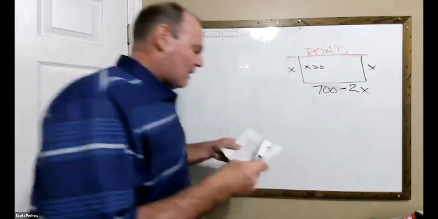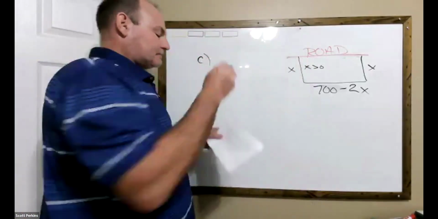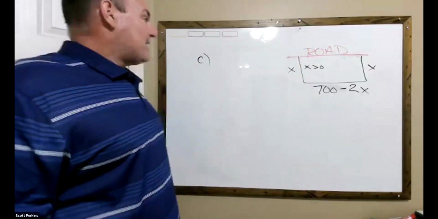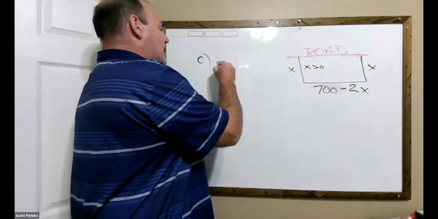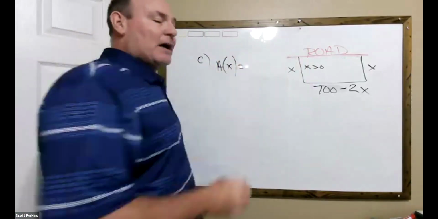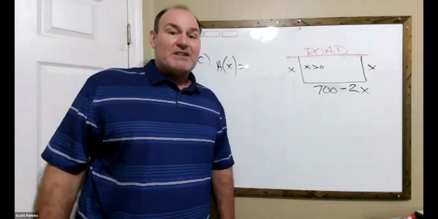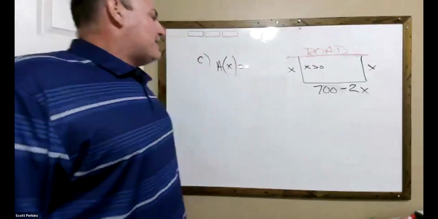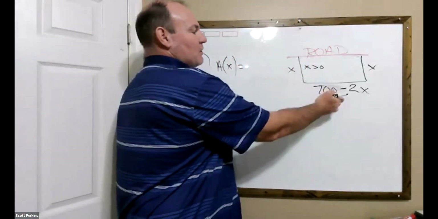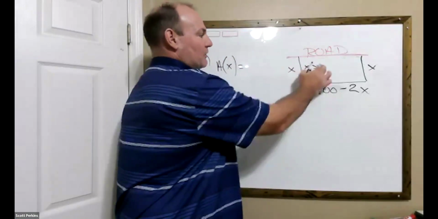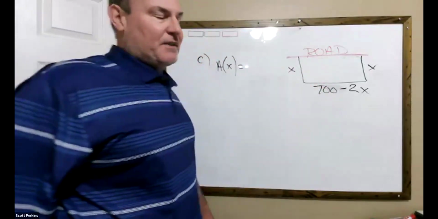The third part says, what's the function A that expresses the area in terms of x? Okay, great question. Well, this is just a rectangle. I don't know if you remember your high school or middle school geometry. You can always Google this. What's the area of a rectangle? The area of a rectangle is just the length times the width, the two dimensions of the rectangle. You multiply those two things together.